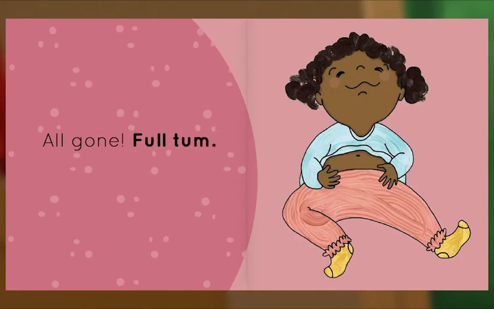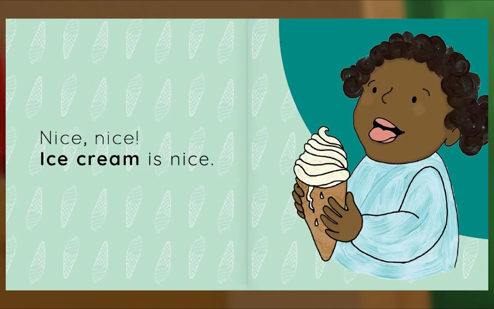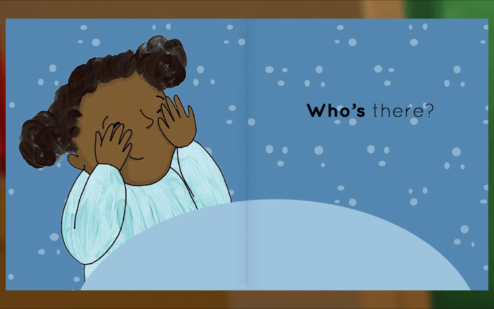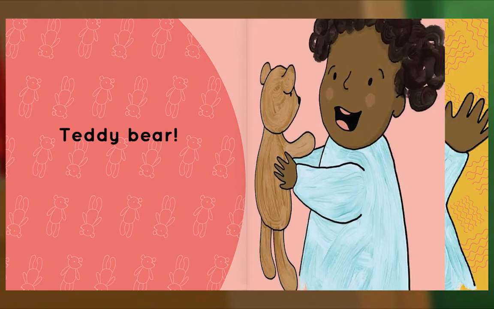All gone. Everyone tells Annel that numbers are all around her, but she can't see them. Where could they be? Teeth are sore. Let's read and find out. This story features a little girl, ice cream, a cat. Let's see what happens. Who's there? Shongalo's shoes are missing. Where could they be? Let's find out.